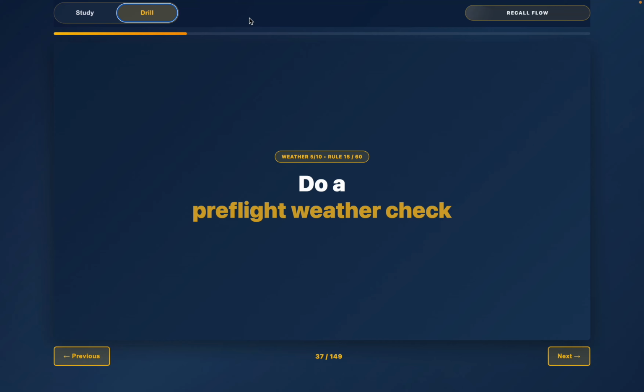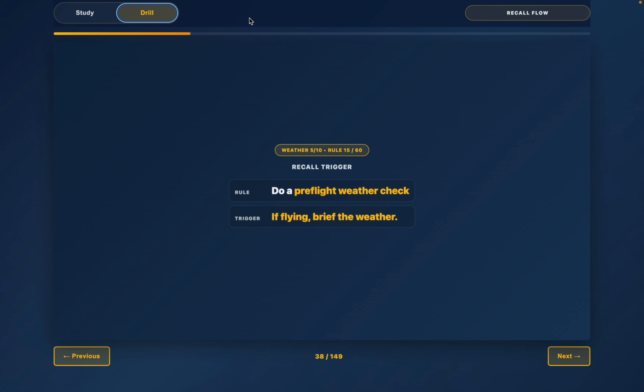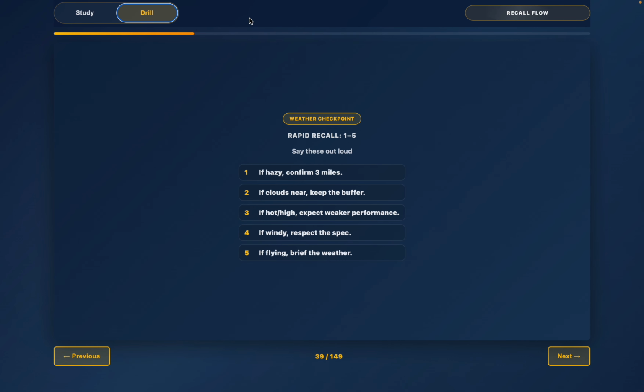Rule 15. Weather changes faster than plans do. That's why checking once is not enough. Timing matters. Pre-flight checks prevent predictable accidents. Trigger phrase: if flying, brief the weather.